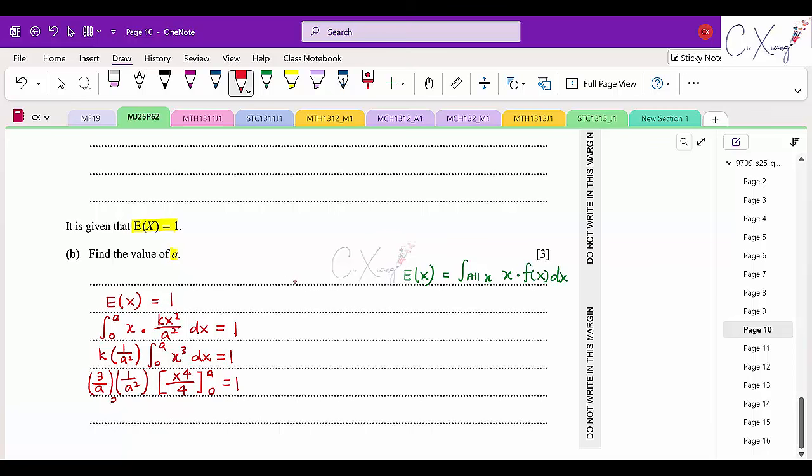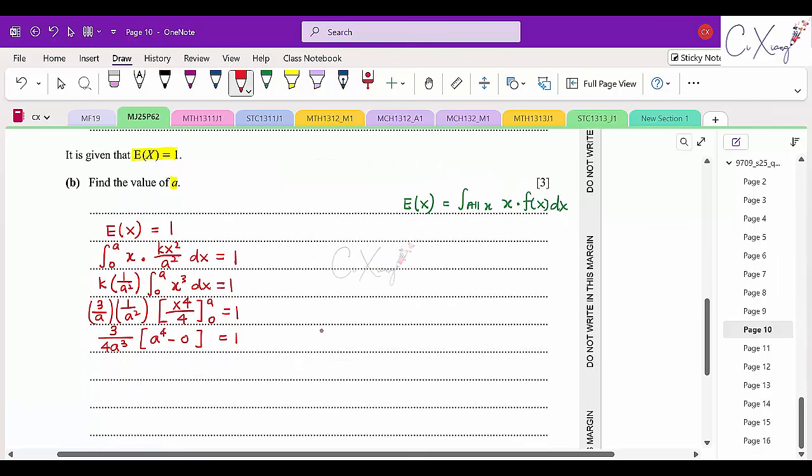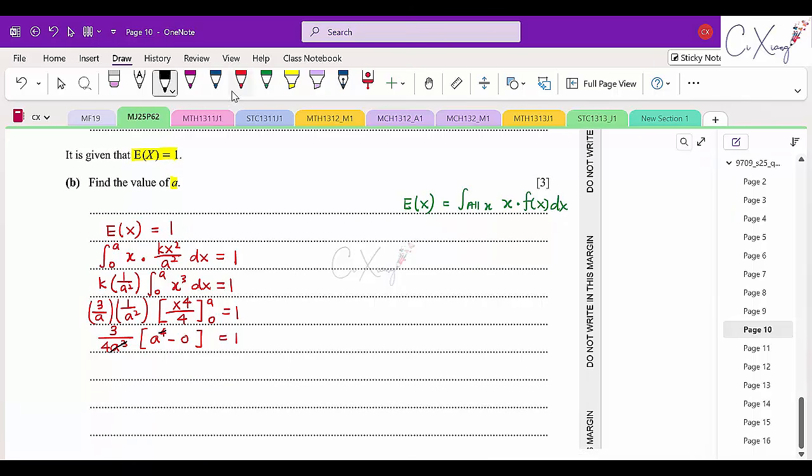Okay, try to simplify everything. I'll be having 3 over 4a cubed. Substitute the a into the x. I'm having a to the power 4 minus the 0, and it is equal to 1. If I further simplify this part, you can see that a to the power 3 and a to the power 4 can be simplified, and I'm having a equals to 4 over 3. So this is not very hard, not very complicated. Just make sure that you know how to integrate and get the value for the expected value of x correctly.